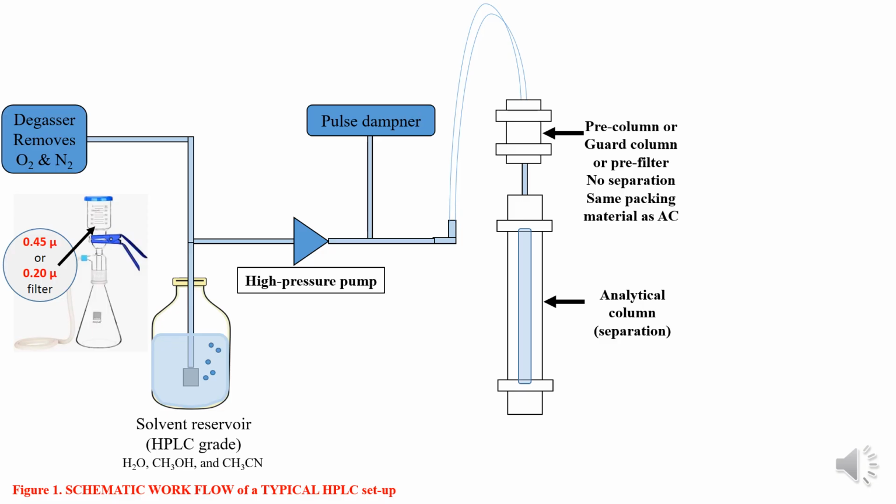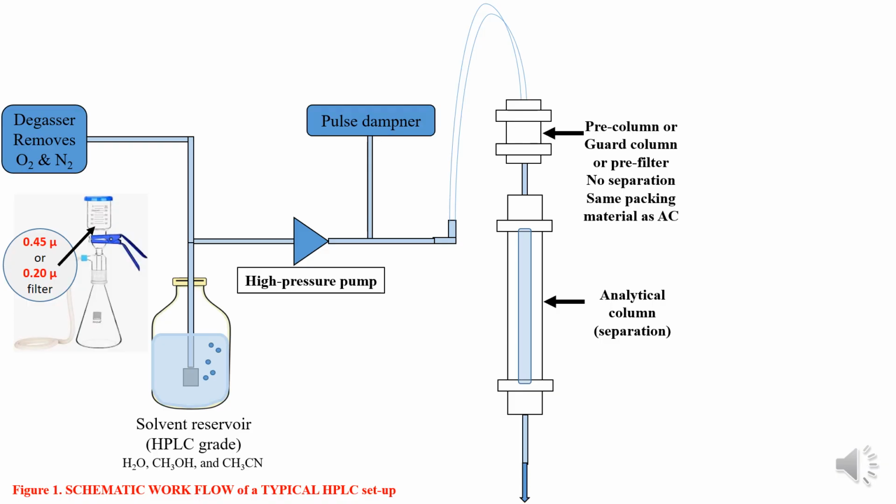It is also called a guard column, as it protects the analytical column from particulate matter or impurities. It is also called a pre-filter, as it removes or filters out any particulate matter or impurities present in the mobile phase. Now, no separation takes place in the pre-column. The actual separation takes place in the analytical column.